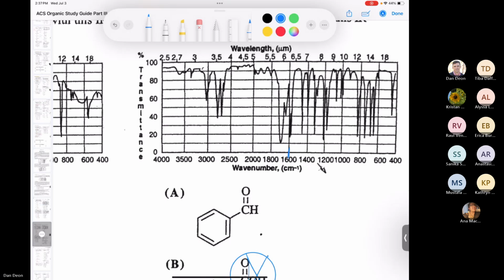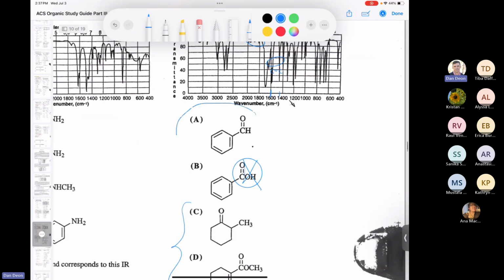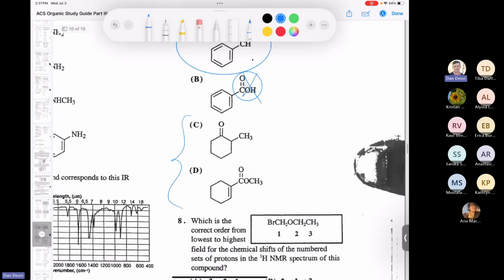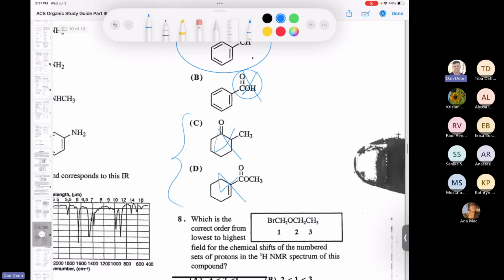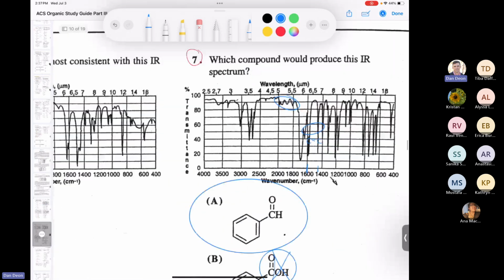1475, let's say around here to 1600, right? You definitely have the carbon-carbon double bond stretching that's aromatic. You have the overtones here. And so it has to be this compound, okay? It can't be these because they're not aromatic. But then I would take a look around here.